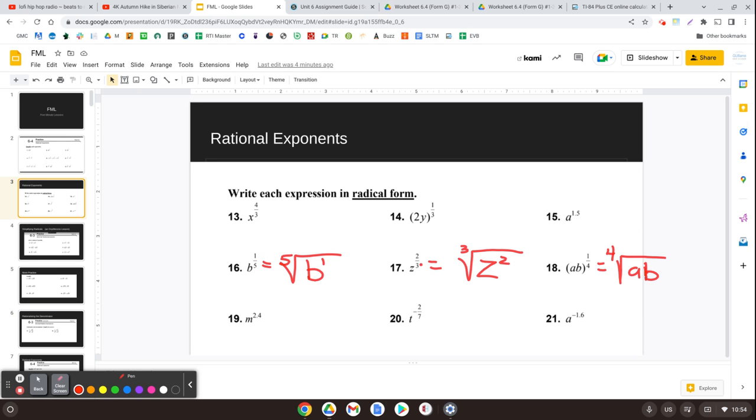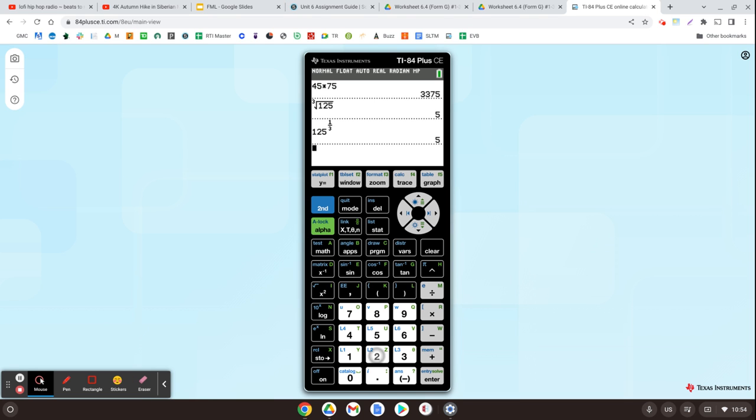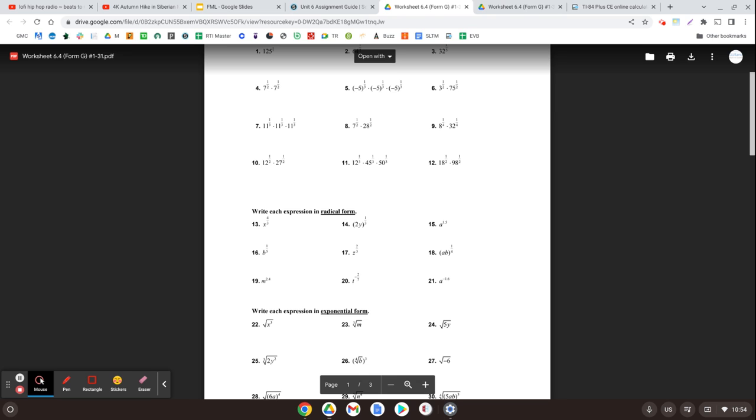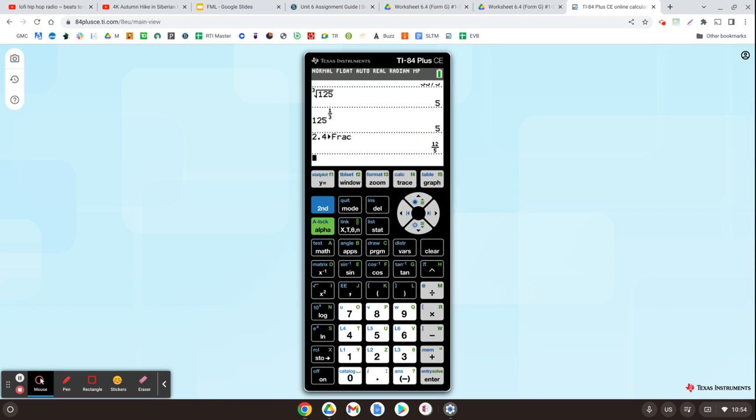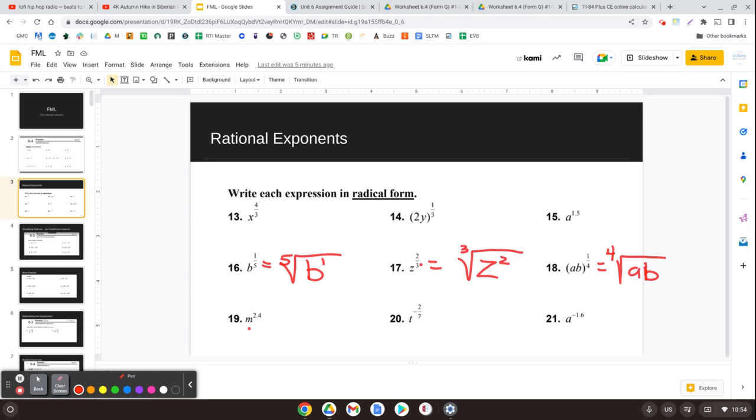Okay, now if you have m to the 2.4, well, we might have to hit up the calculator. So let's hit the calculator again. We need to change 2.4 to a fraction, so hit 2.4 and then go to math, turn it into a fraction. There's other ways to do this, but this is easy. 12/5. So now we just go back and we write that as m to the 12/5. Well, remember, the bottom goes on the outside. So that is the fifth root of m to the 12th.